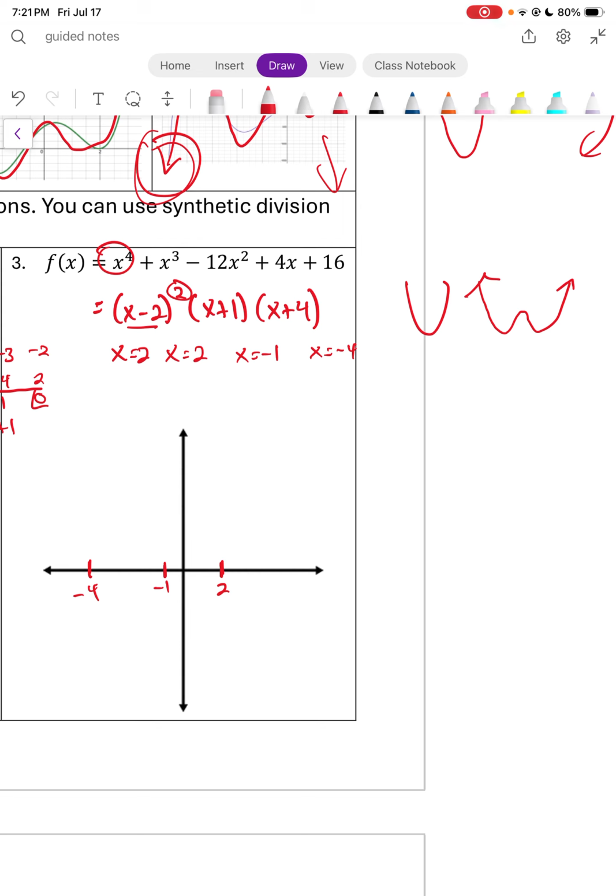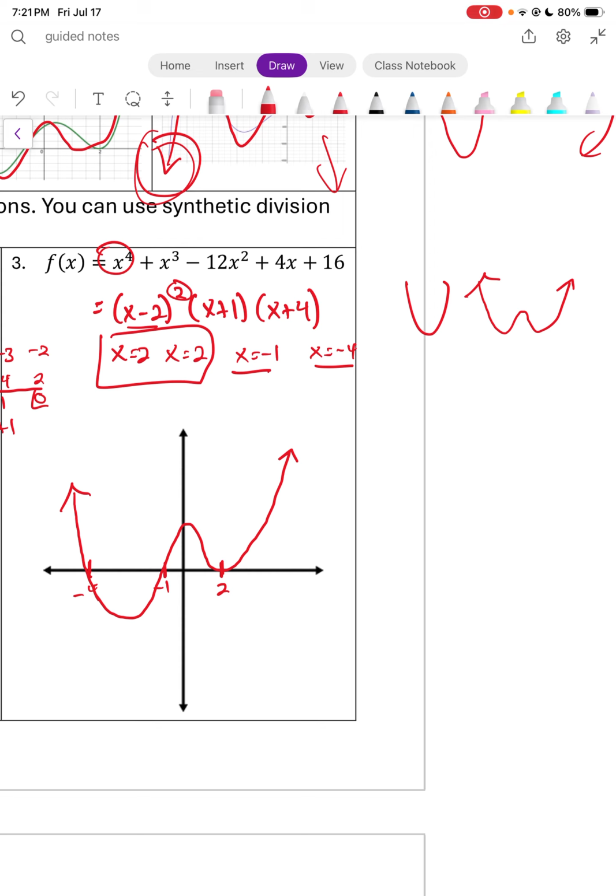So we know it's going to cross, cross, touch. So therefore, this thing comes down. It's going to go back up. It's going to cross at both of those. Then it's going to come back down. It's going to touch and then go back up. So our graph is going to look somewhat like that.